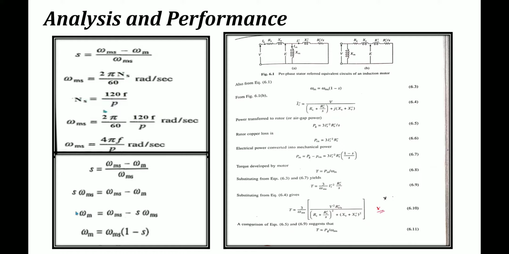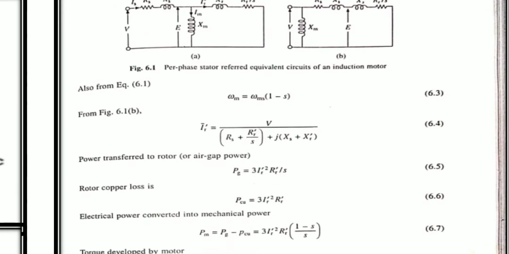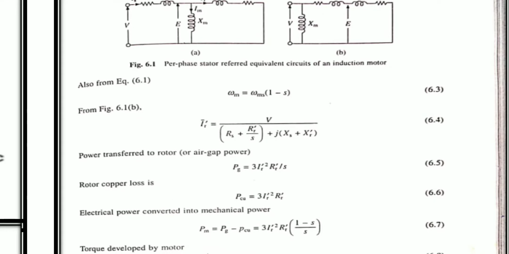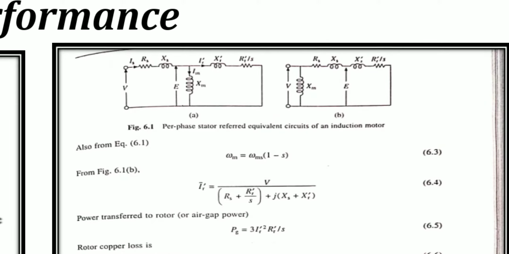Okay, let me start with the analysis and performance now. We can observe it in this diagram. This is the per phase, stator referred equivalent circuit of an induction motor. We know that the induction motor is also like a transformer. In a transformer, we have the primary winding and the secondary winding. Like that, the induction motor has the stator winding and the rotor winding.